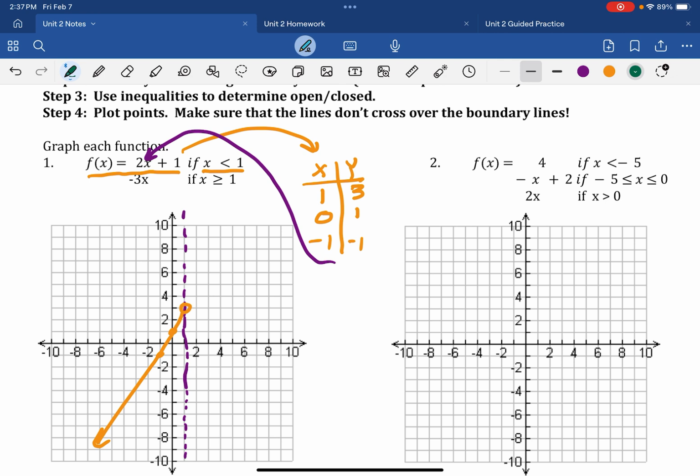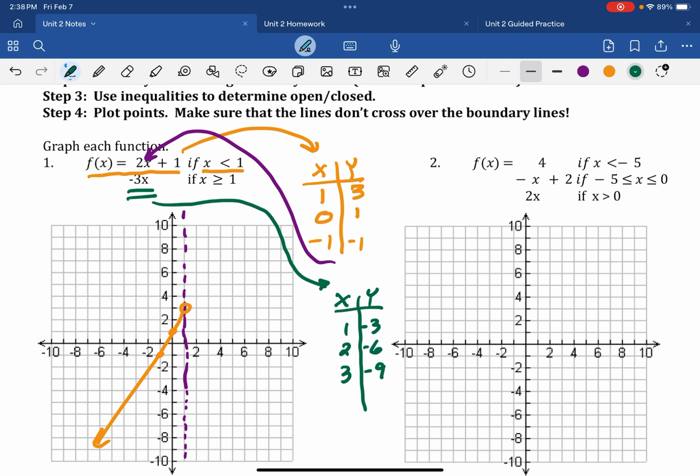Now, I can do the same thing, but now to the right. So I'm going to use the boundary line value 1, and then the next 2 numbers to the right. Now in this case, I know I'm going to take -3 times these numbers. So 1 times -3 is -3. 2 times -3 is -6. And 3 times -3 is -9.